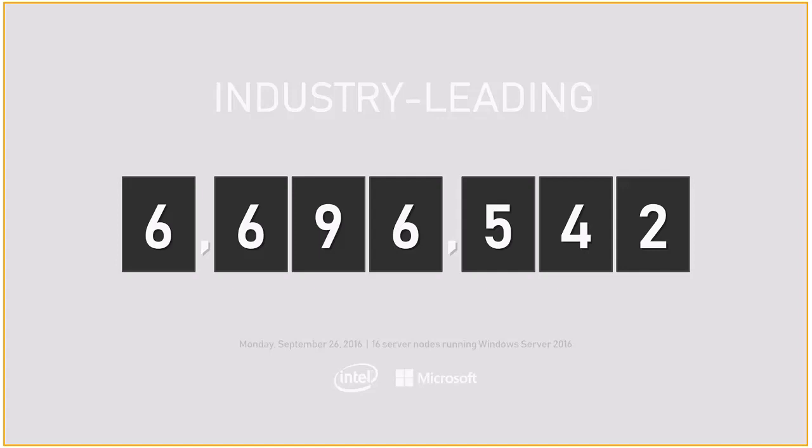Up until now, for real-world NVMe SSDs, the IOs per second on a cluster has been around 6.7 million IOs per second. That's kind of the maximum, and that's looking at 4K random reads, I believe. This is against a 16-node server cluster running Server 2016.